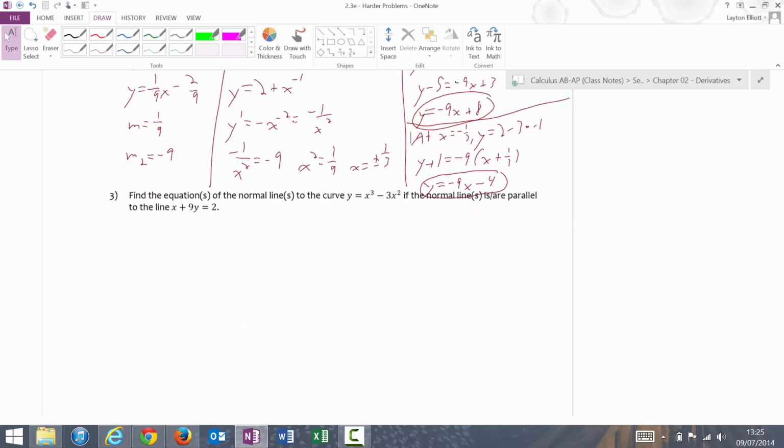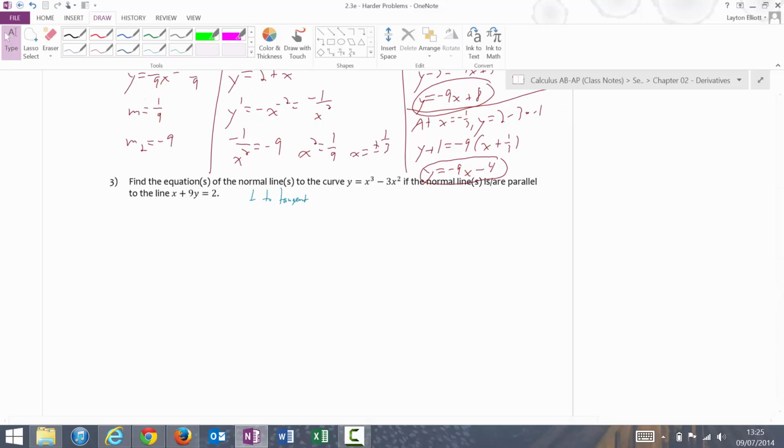Number 3, a normal line is defined as a line that is perpendicular to a tangent line, but passes through the same tangent point. So the equation of the normal line to the curve, if the normal line is parallel to the line x plus 9y is equal to 2. Well, if the normal line is parallel to x plus 9y equals 2, I'm going to take that and solve it for y. I get negative 1/9 x plus 2.